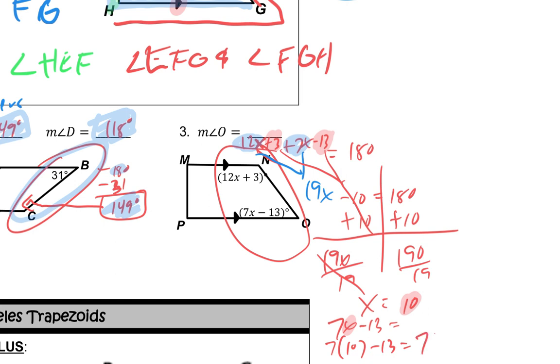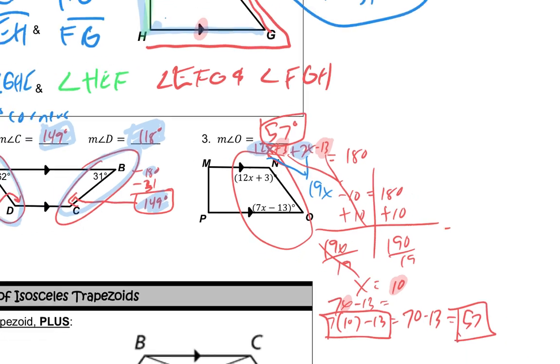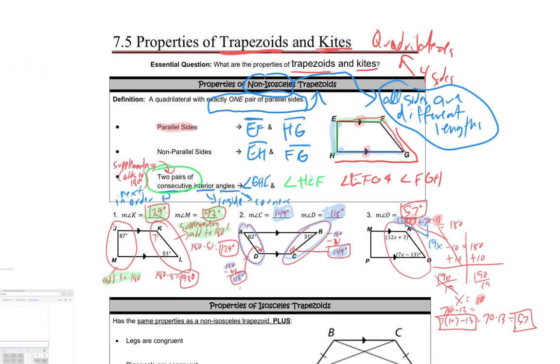You can put that in your calculator, or you could have just put that whole thing in your calculator. Either way, we're going to get the same answer. That's what I love about math, that no matter what, we always get the same answer. That's going to be 57 degrees. Okay, so that's what we want to know about non-isosceles trapezoids. Keeping that in mind, let's talk about isosceles trapezoids.